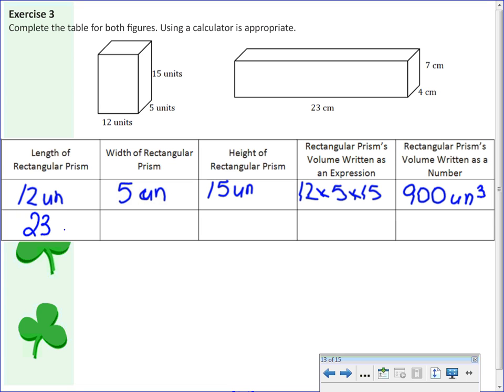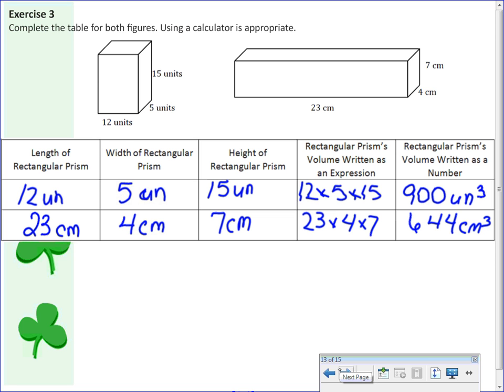So for the second diagram, we have 23 centimeters, 4 centimeters, 7 centimeters. So 23 times 4 times 7, 644 centimeters cubed.